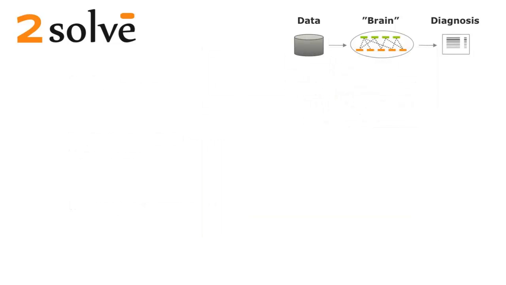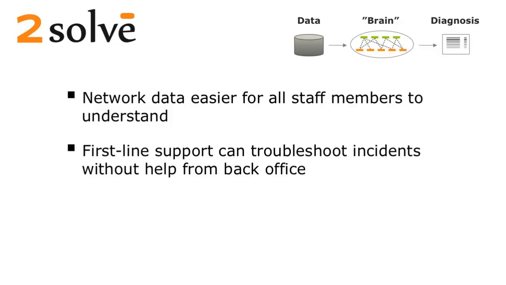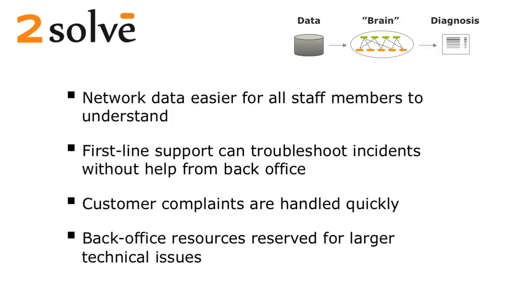The system is highly automated and provides a very friendly user interface with advanced data visualization. This means that network data is easier for all staff members to understand. Therefore, first-line support teams will often be able to troubleshoot incidents without requiring help from back-office network specialists. Customer complaints are handled quickly with minimal resolution times, and back-office resources are reserved for working with larger technical issues rather than day-to-day incident handling.